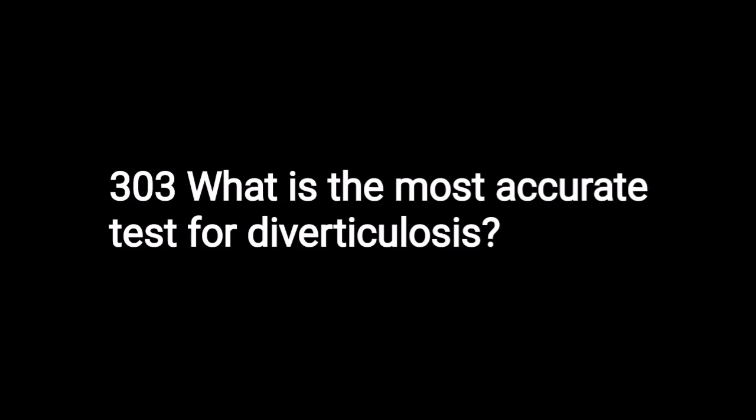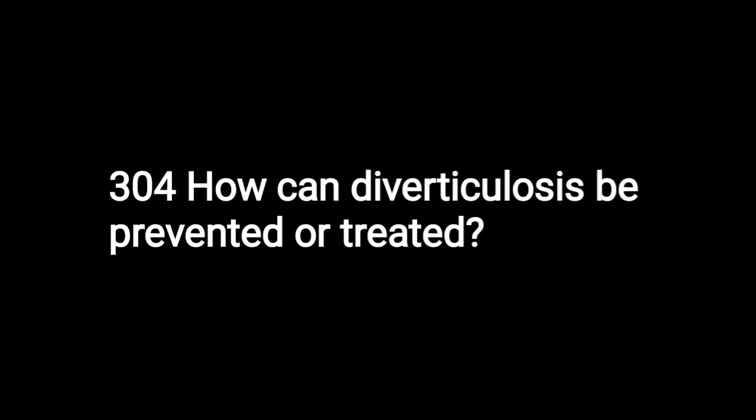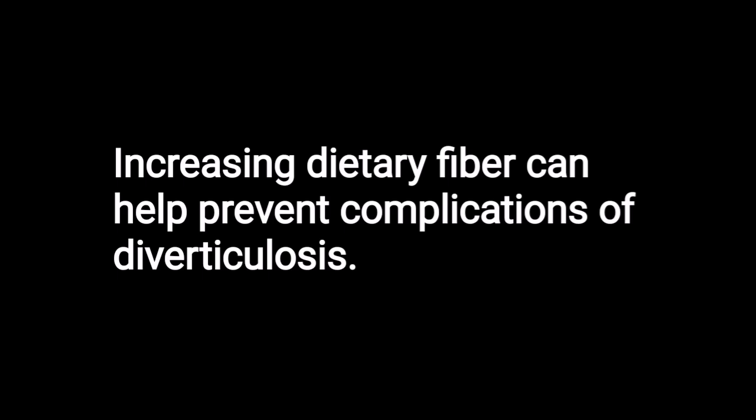Diverticulitis. 303. What is the most accurate test for diverticulosis? The most accurate test is colonoscopy. 304. How can diverticulosis be prevented or treated? Increasing dietary fiber can help prevent complications of diverticulosis.